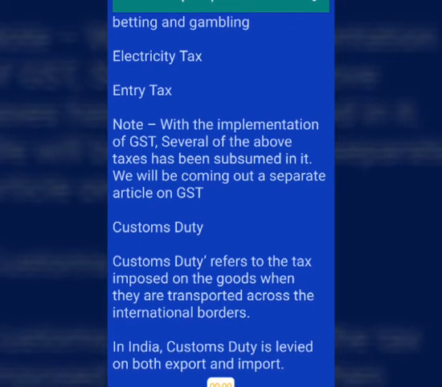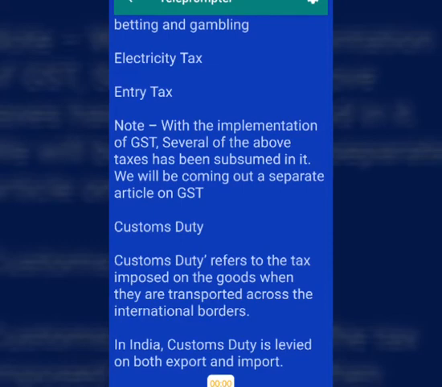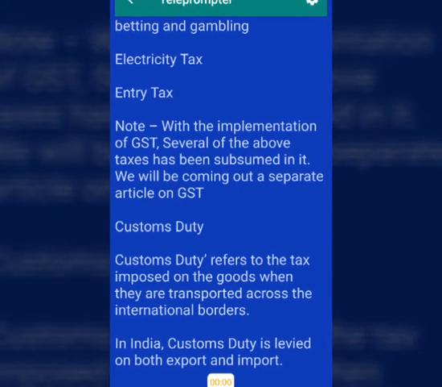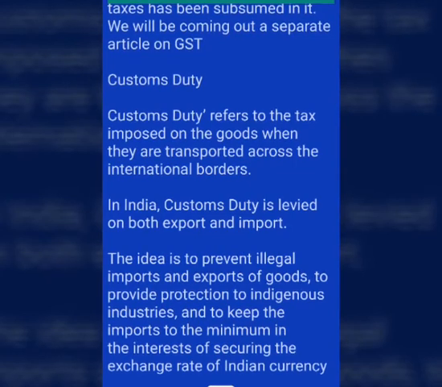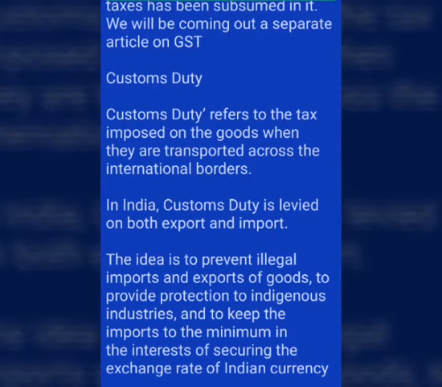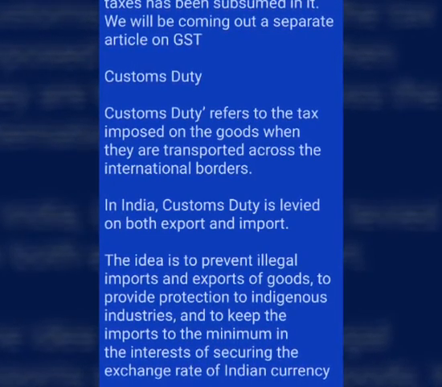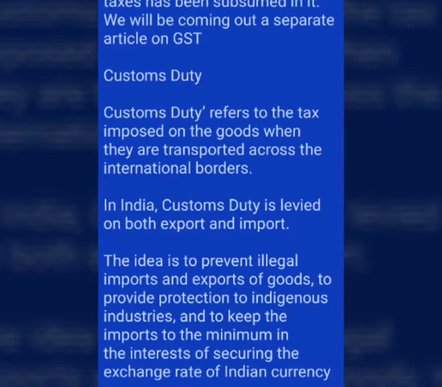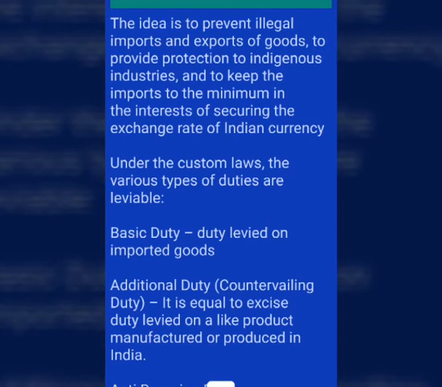Customs duty. Customs duty refers to the tax imposed on goods when they are transported across international borders. In India, customs duty is levied on both export and import. The idea is to prevent illegal imports and exports of goods, to provide protection to indigenous industries, and to keep the imports to the minimum in the interests of securing the exchange rate of Indian currency. Under the customs laws, various types of duties are leviable.